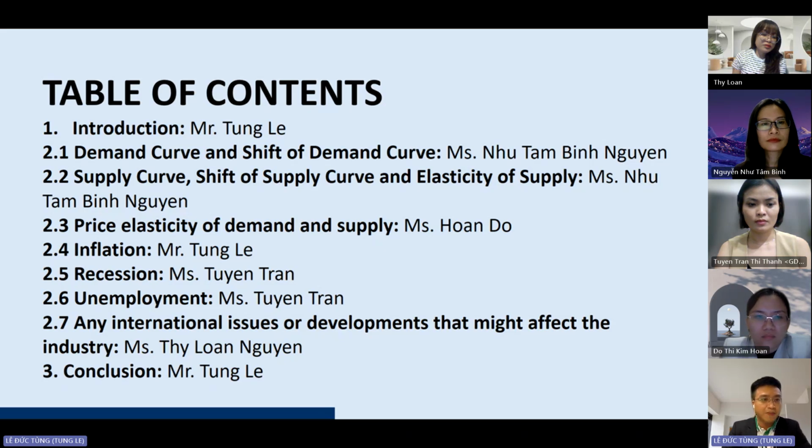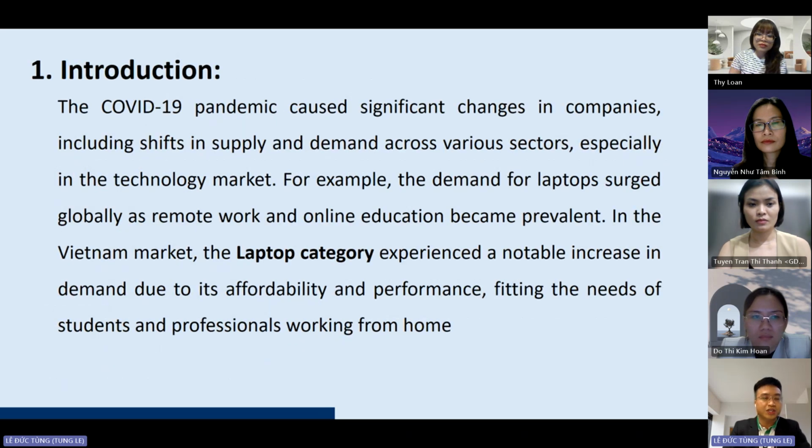2.6 is unemployment by Miss Tuyen Tran. And 2.7 is any international issues or developments that might affect the industry by Miss Loan Nguyen. And the last part is the conclusion, which is presented by me. So we will start with the introduction.